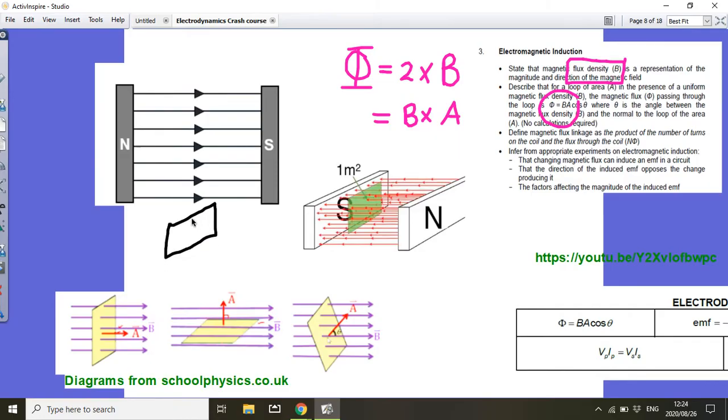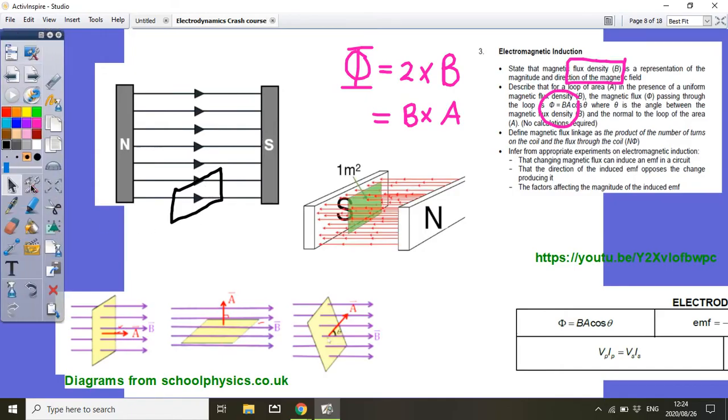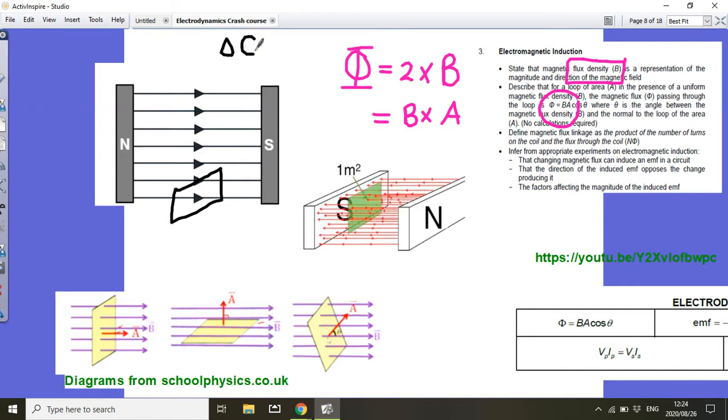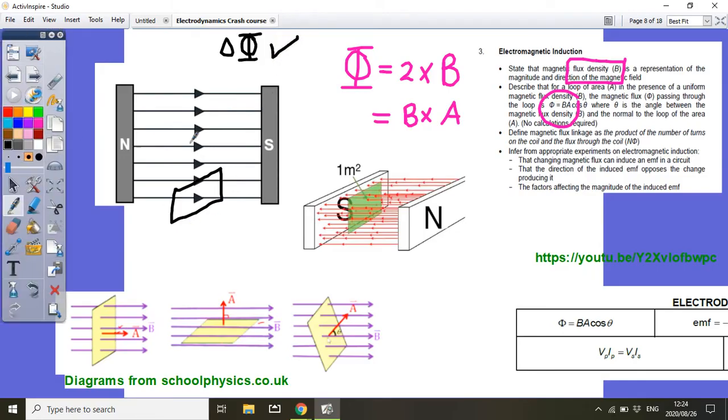When I move it from here to here, it goes from 0 lines passing through this area to 2 lines passing through that area. So was there a change in magnetic flux? This is the question that you have to keep on asking yourself in this section. Is there a change? The triangle means change, remember, in the magnetic flux. From there to there, yes, it was 0 and then it was 2. So yes, there is a change in magnetic flux.